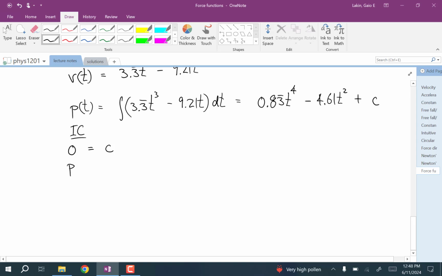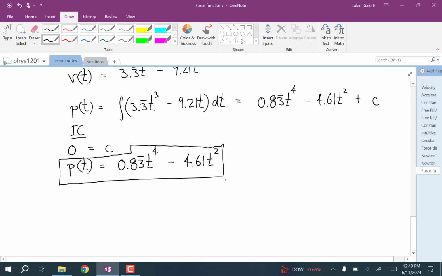And so our final value for the position as a function of time is 0.83 repeating times t to the fourth minus 4.61t squared. And the c is 0. So this is our final answer for the position as a function of time.